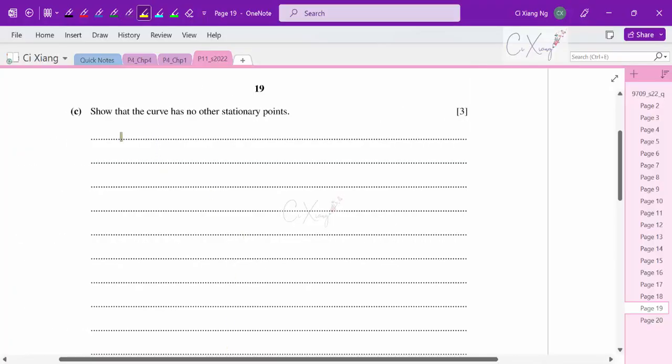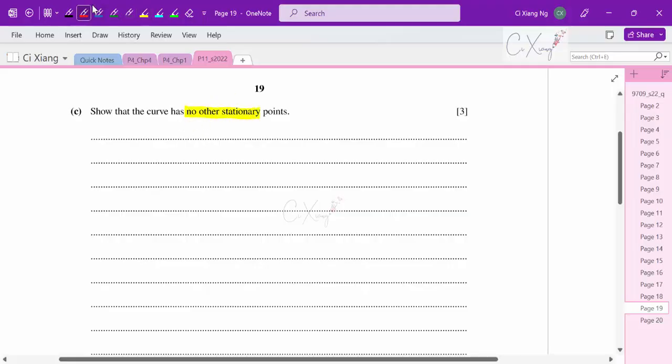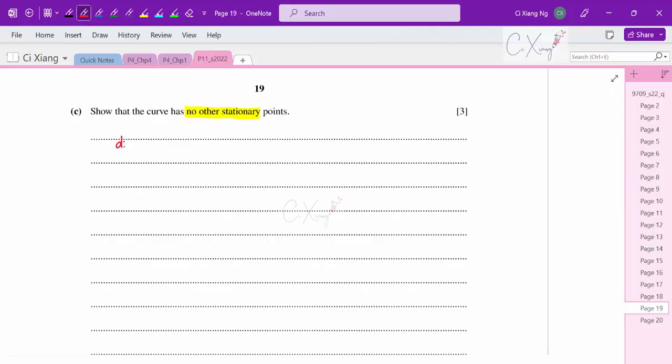For part number C, they are asking us to show that the curve has no other stationary point. Usually, when you want to find the stationary point, we need to have a look at the dy dx equation. So I copy again the answer for dy dx that we got just now, which is 2x power 3 plus 2 over x squared. You can get this equation from the solution for part B just now.